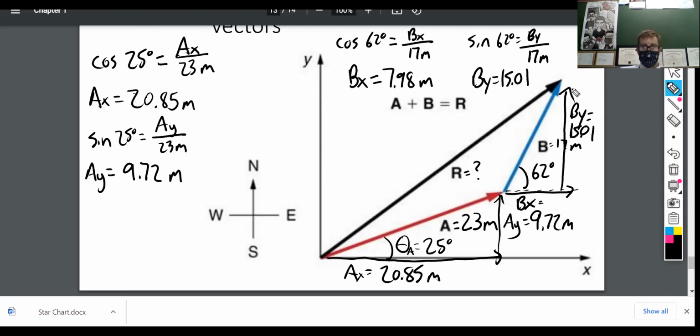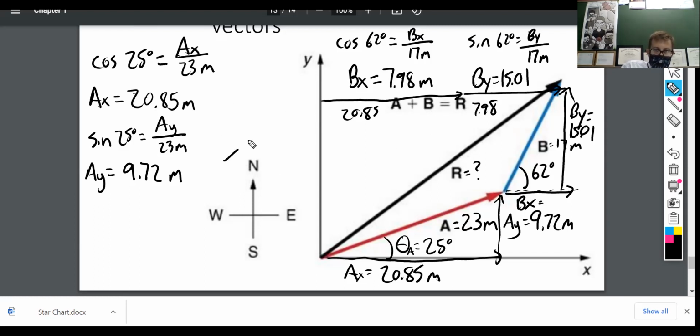Now I've resolved those vectors. And so I can just sort of add them all up now. I can say, here's my vector R, and it goes over 20.85 from A, and another 7.98 from B, right? Those are my x components of vectors A and B. So I add up my x's. So 20.85 plus 7.98 equals 28.83.